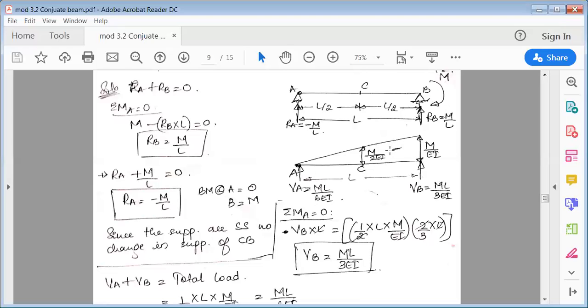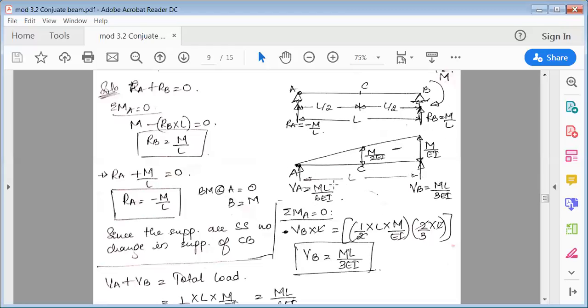Then this triangular load. See here, this triangular load is acting downward, so this triangular load will take this complete. We will not split this into two, though we have written M by 2 here. To make things simple, because it is from A to B, we'll write it directly.